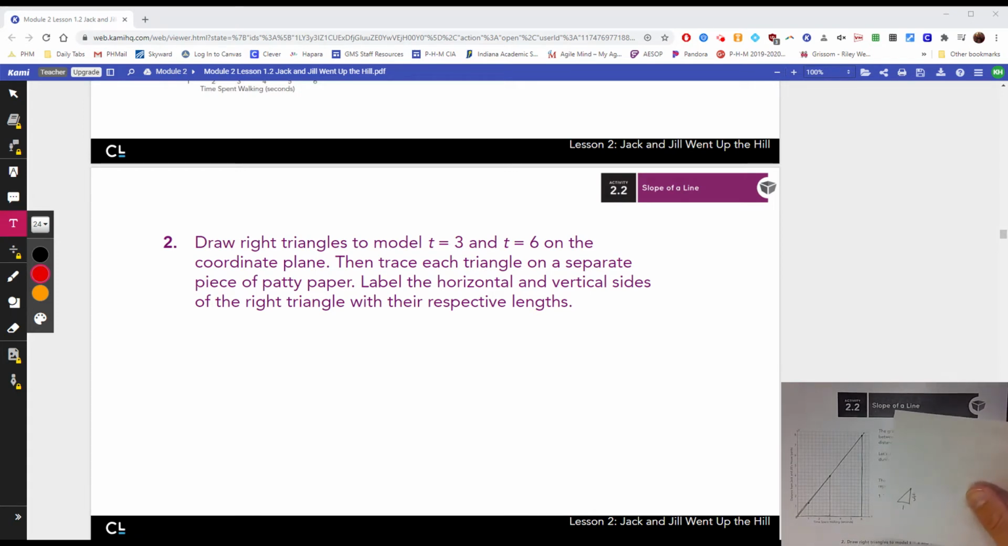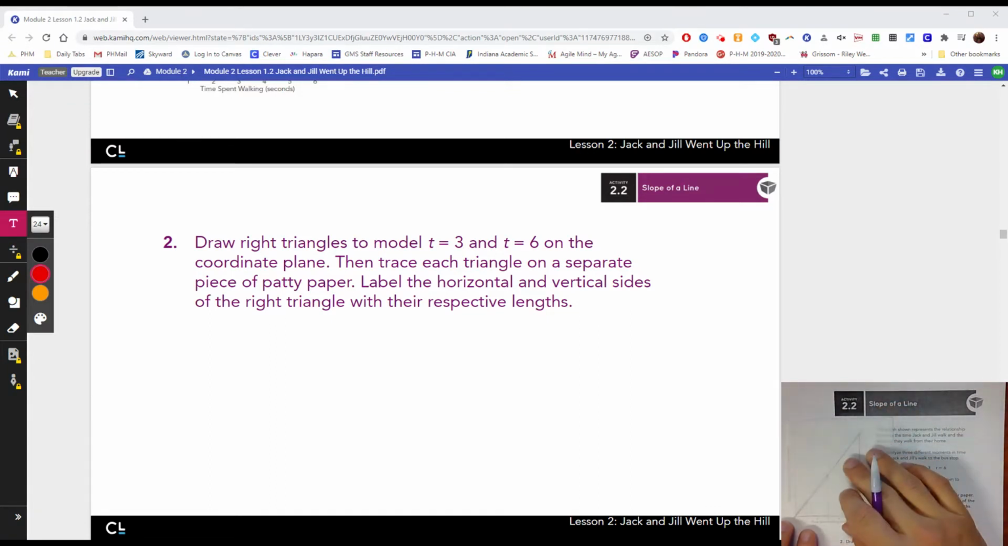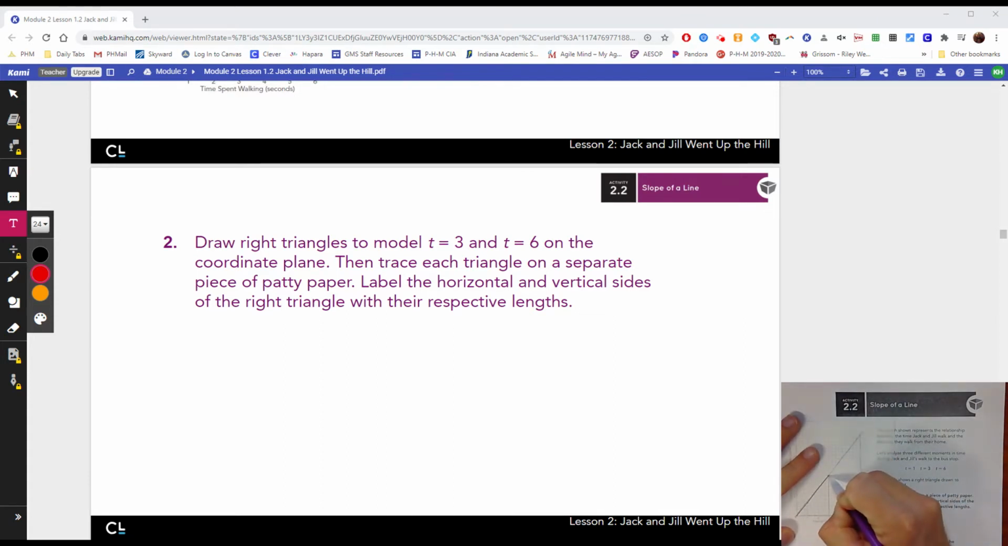Then it says trace each triangle on a separate piece of patty paper. So I have my patty paper for when t equals 1. I'm even going to label it. This is t equals 1. So now I'm going to do the same thing for the t equals 3 triangle. Trace it. And I will also label the horizontal and vertical sides here. So down here, this is 3. Up, the height goes up to 4. So this is 4 for the height, 3 for the base.